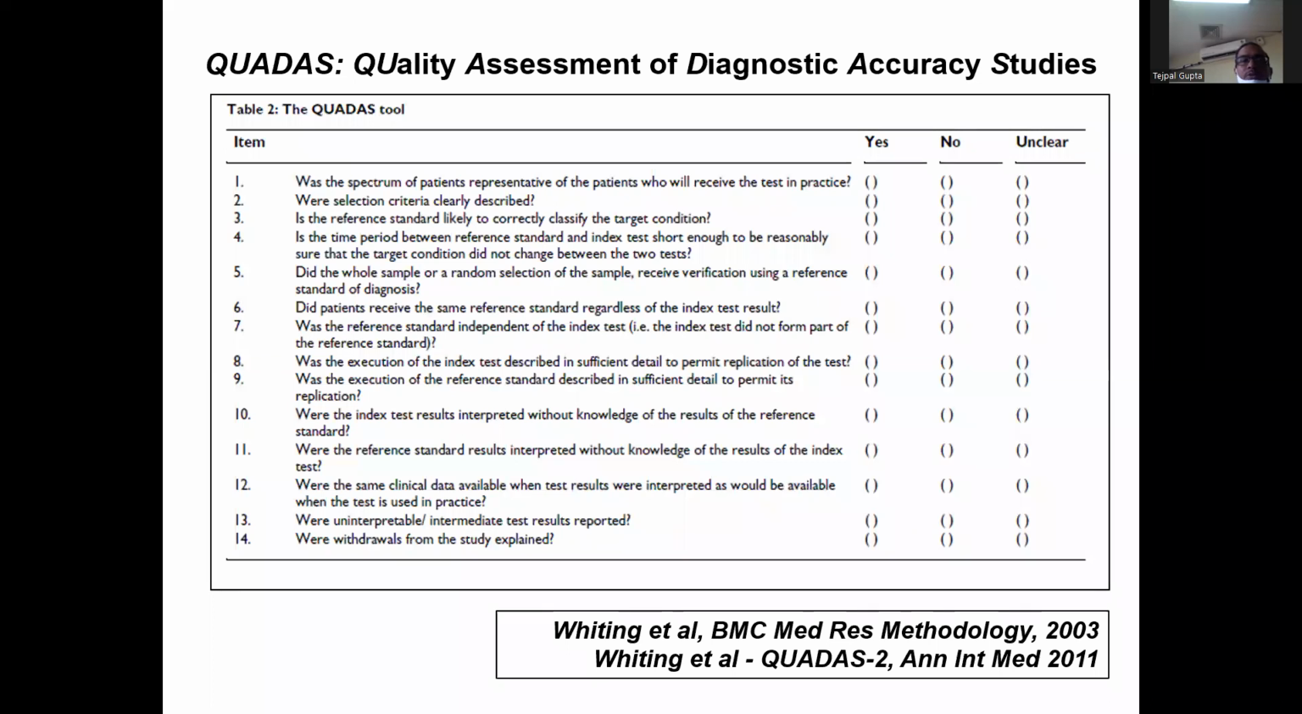Also, all diagnostic accuracy studies have to be assessed for quality. And back in 2003, the QUADAS tool was published to assess the quality of diagnostic accuracy studies. Subsequently, it has been improved. There is a QUADAS-2, which was published in 2011, and now all diagnostic test accuracy studies have to use QUADAS-2 for quality assessment.